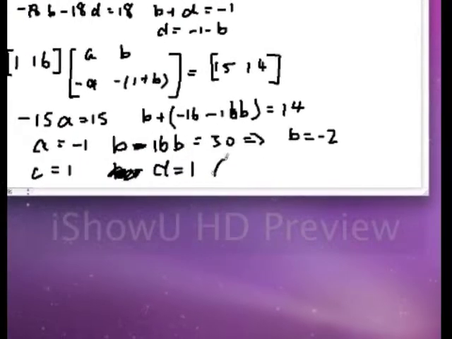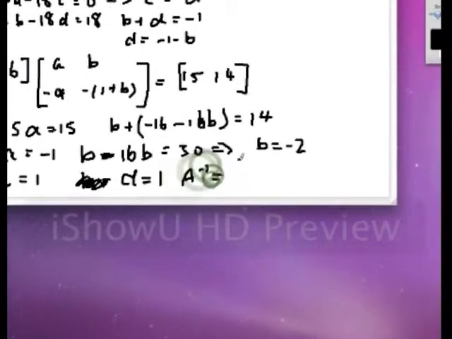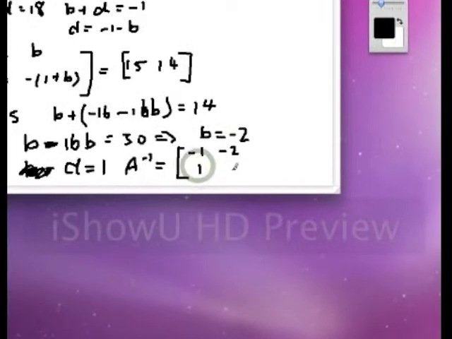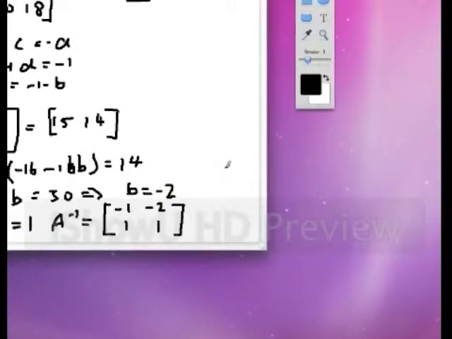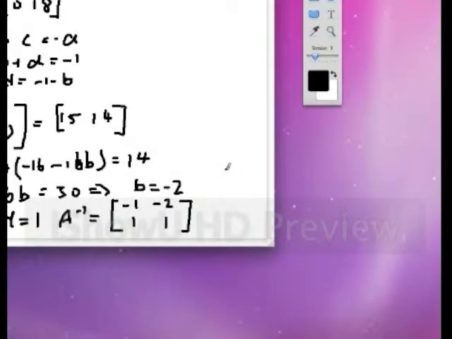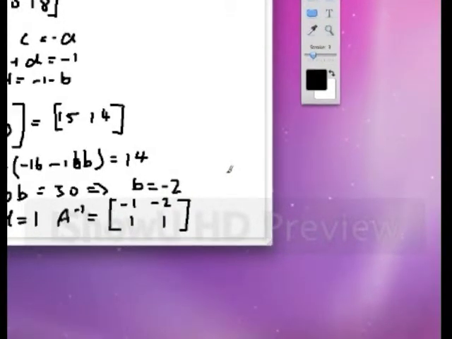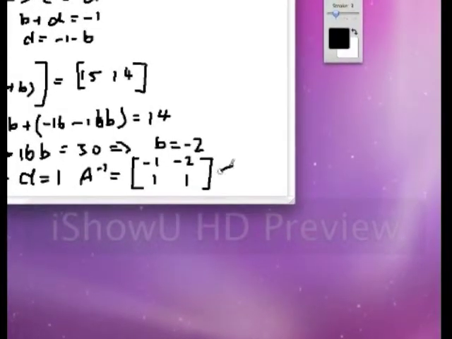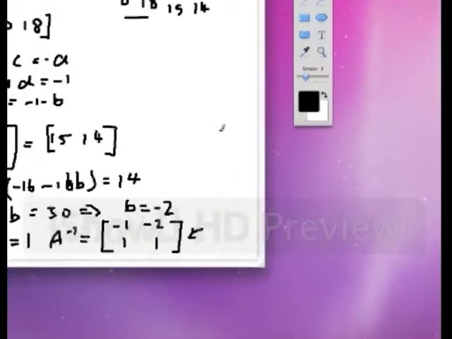So in other words, our inverse matrix is going to be equal to A, which is negative 1, B, which is negative 2, C is 1, and D is 1. Now all we have to do is multiply each of the coded row matrices by this inverse matrix, and that will yield the uncoded row matrix. That corresponds to the message.